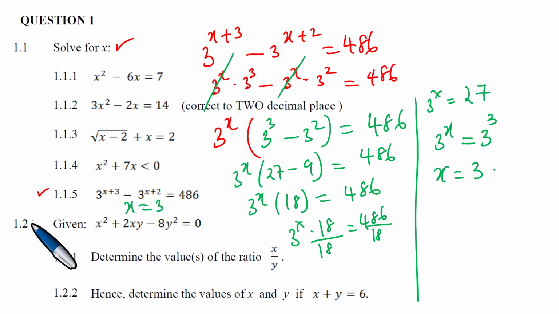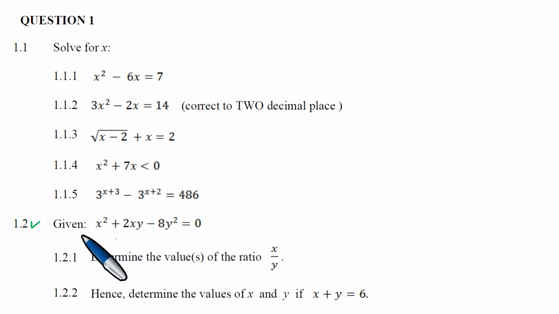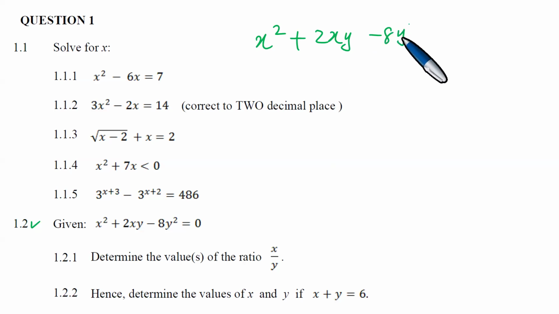Right, the next thing we're going to do is 1.2, given the following expression. Given these, determine the values of x over y. So we've been given x squared plus 2xy minus 8y squared. The result is 0. What do we do now to solve for x here? We don't need to solve for x, but we need to determine the values of the ratio. We must find x over y.